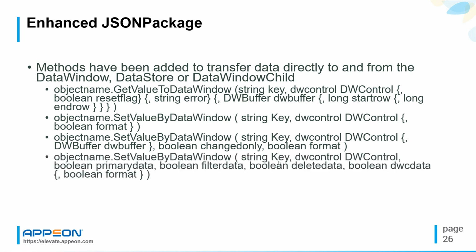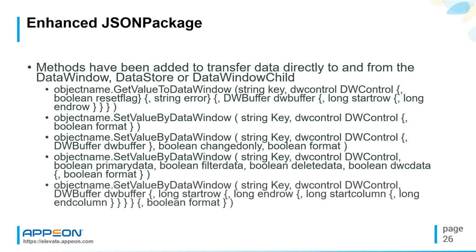One more version. This one actually breaks out the data window buffers. So there's a flag for the primary data buffer, a flag for the filter buffer, a flag for the delete buffer, and a flag for all the data window child buffers. And once again, we have the Boolean format indicating whether or not we have simple JSON or data window standard JSON. And then one more. This one is like the first one, except that we can also give a starting column and ending column.